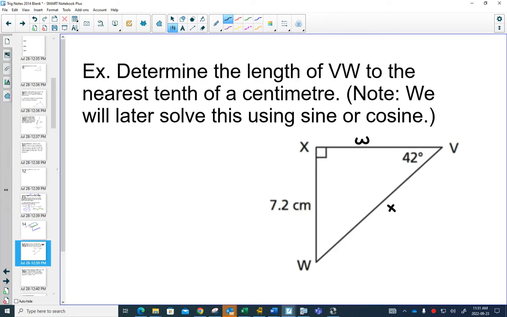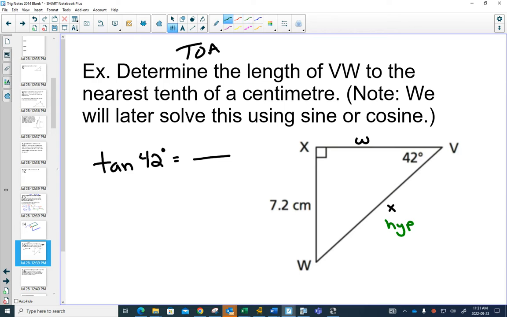Okay? So the only thing we've learned so far is TOA, the tan ratio. The tan ratio says that if I know 42 degrees, tan of 42 degrees is equal to opposite side divided by adjacent side. Does it make sense that the x is your hypotenuse? Because whatever is opposite of your 90 degrees is always your hypotenuse.